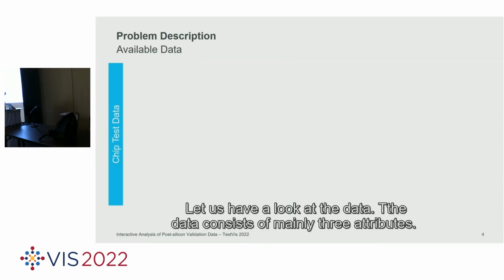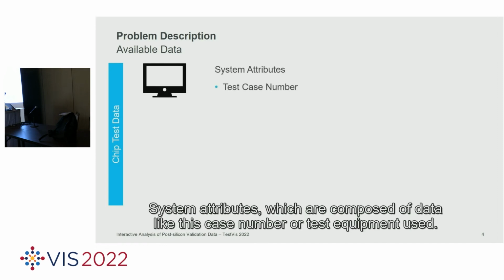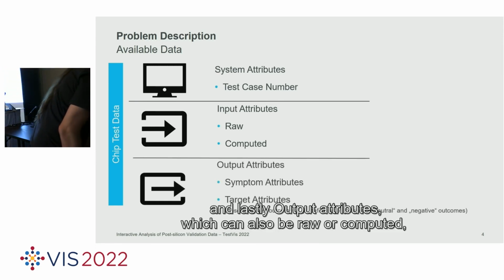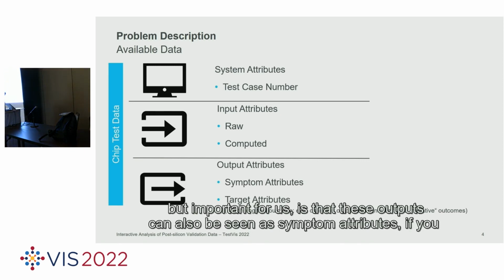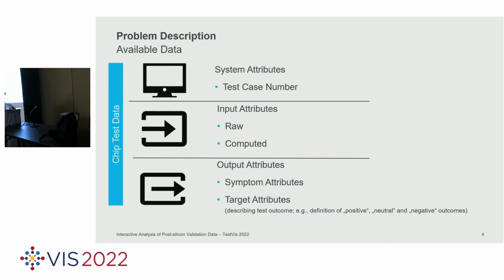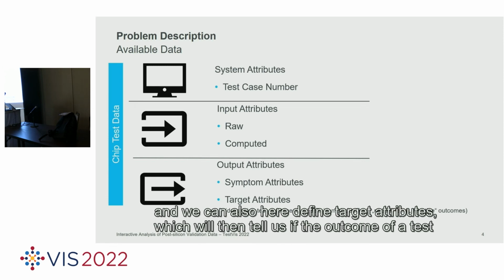Let us have a look at the data. The data consists of mainly three attributes. System attributes, which are composed of data like test case number or test equipment used. Input attributes, which can be raw or computed, such as voltage and current. And lastly, output attributes, which can also be raw or computed, but important for us is that these outputs can also be seen as symptom attributes. If you remember, as I said before, we will want to separate problems depending on these symptom attributes. And we can also here define target attributes, which will then tell us if the outcome of a test is positive, neutral, or negative.